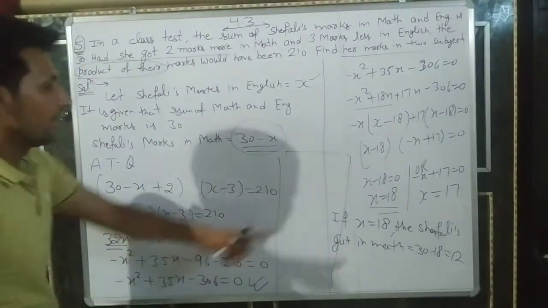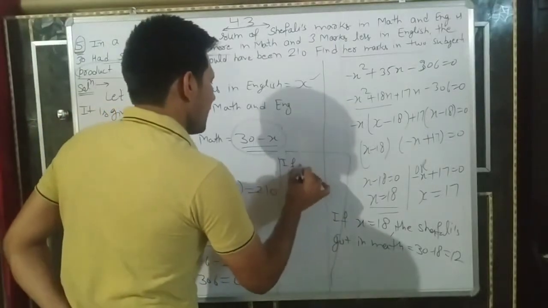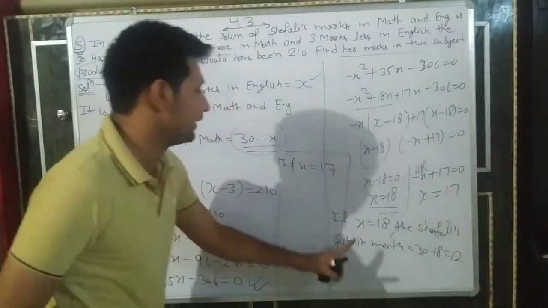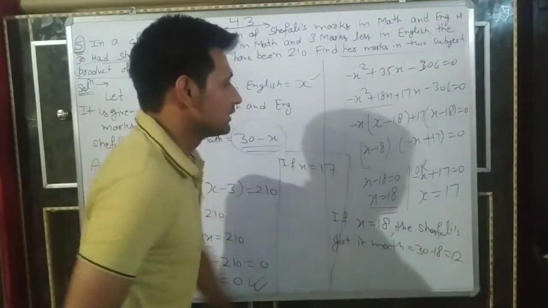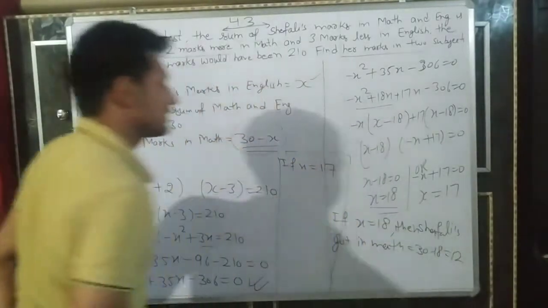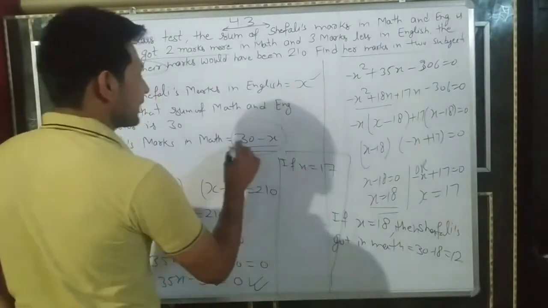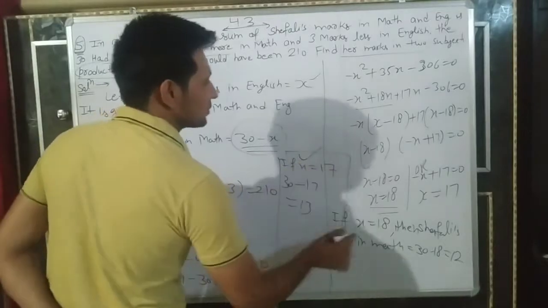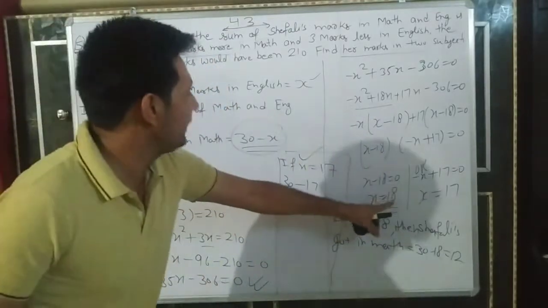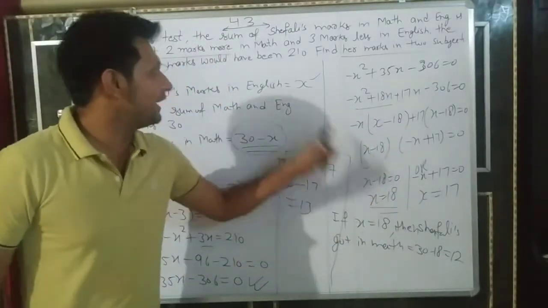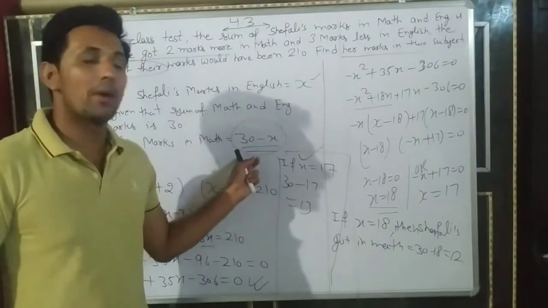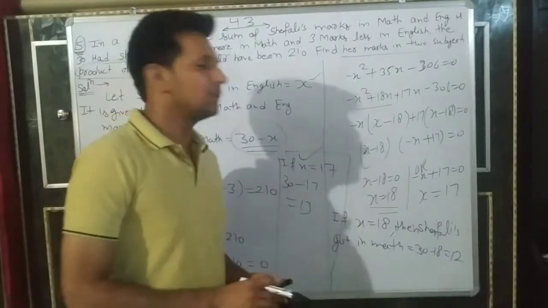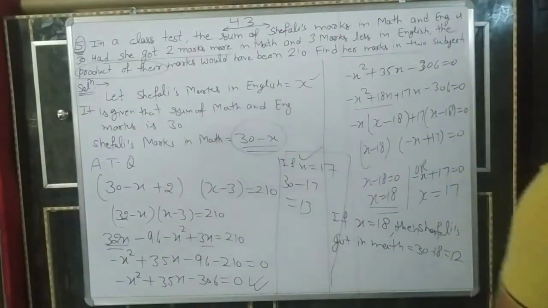In the second option, I am writing, you can write yourself, okay? What will you write? If x equal to 17, then Cephal's got in mathematics 30 minus x, 30 minus 17, how much? 13. So both answers are right. Understand? Maybe if she got 18 in English, then in math 12. If she got 17 in English, then she got in math 13. Both answers are right. Okay, note it down.